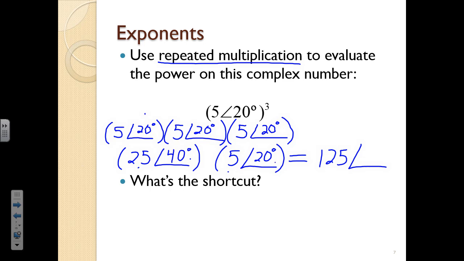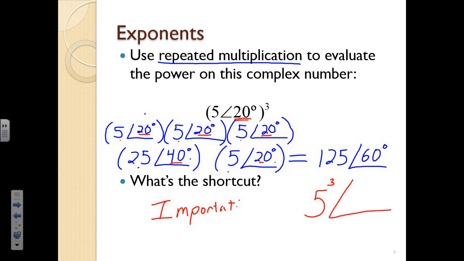And 40 plus 20 gives us a magnitude of 60. So what is the shortcut here? This is very important. We're about to discover a real important mathematical result, and it is this. Our result was the original magnitude, 5, raised to the third power. As you can see, we had 5 times 5 times 5. But our angle of 20 degrees got added to itself 3 times. 20 plus 20 plus 20 gave us 60. And so we got 5 to the third at a direction of 3 times 20 degrees. That's how we got our resultant.